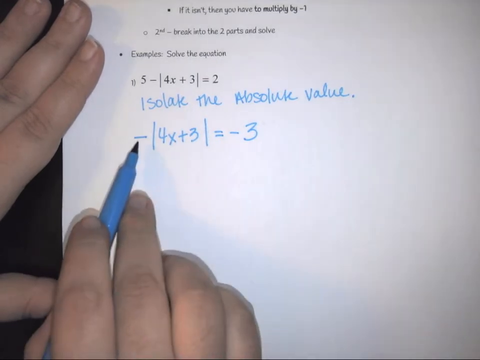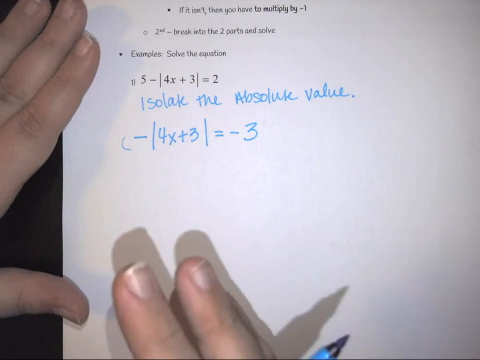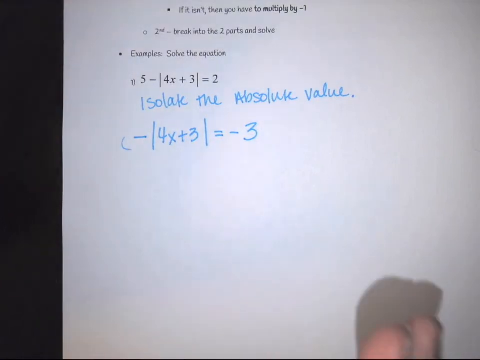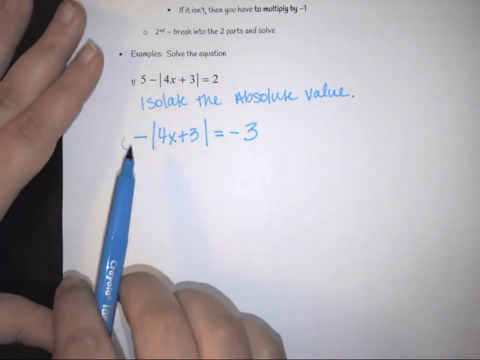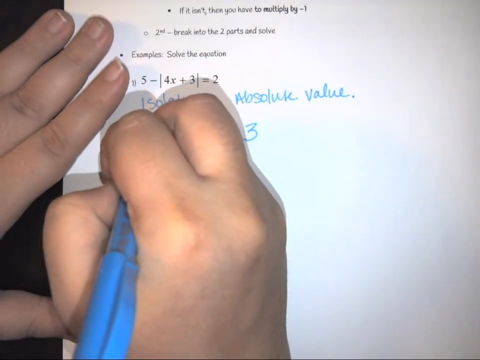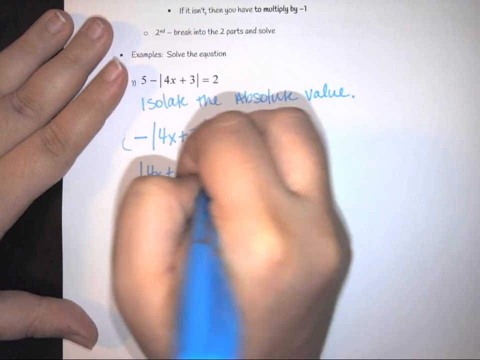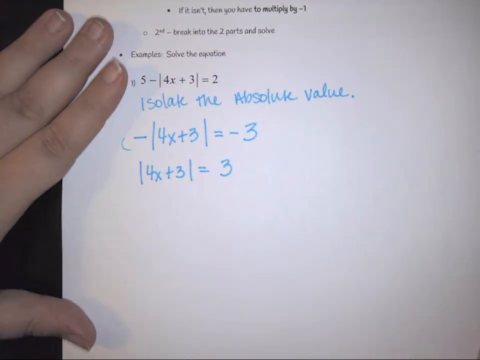Okay, so again, we still have this negative on the outside, so we still have another wrapper, kind of like a Reese's peanut butter cup has 2 wrappers instead of 1. And so we have to remove that one as well. So to do that, says we now have the absolute value of 4x plus 3 equals 3.